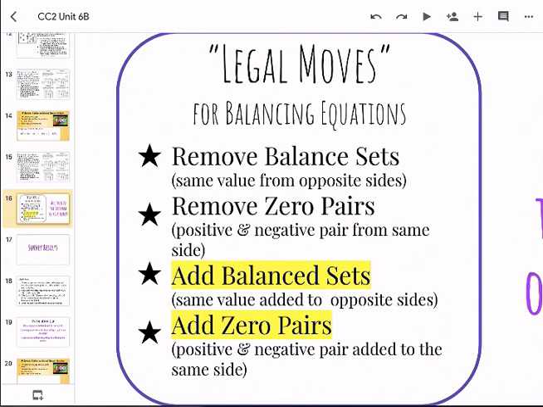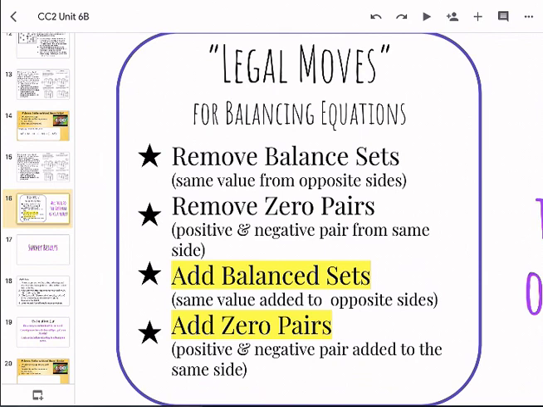So these are the four. Either we can remove balanced sets, which means we're taking the exact same value from opposite sides of the mat. So something from side A, something from side B. The next one is removing zero pairs. That's a positive and a negative pair of the same tile, so either the ones, a positive and negative 1, a positive or negative x, but those have to be from the same side, so like mat A or mat B.